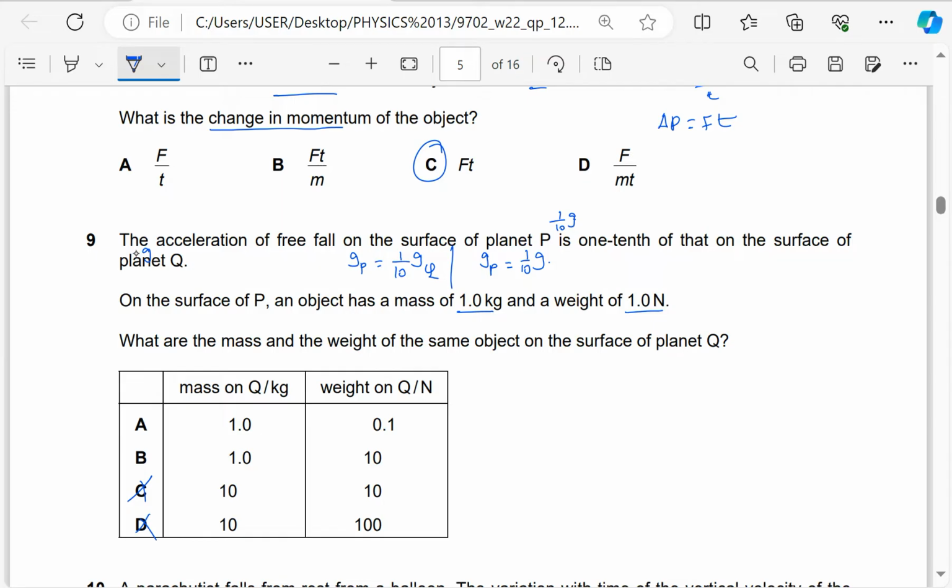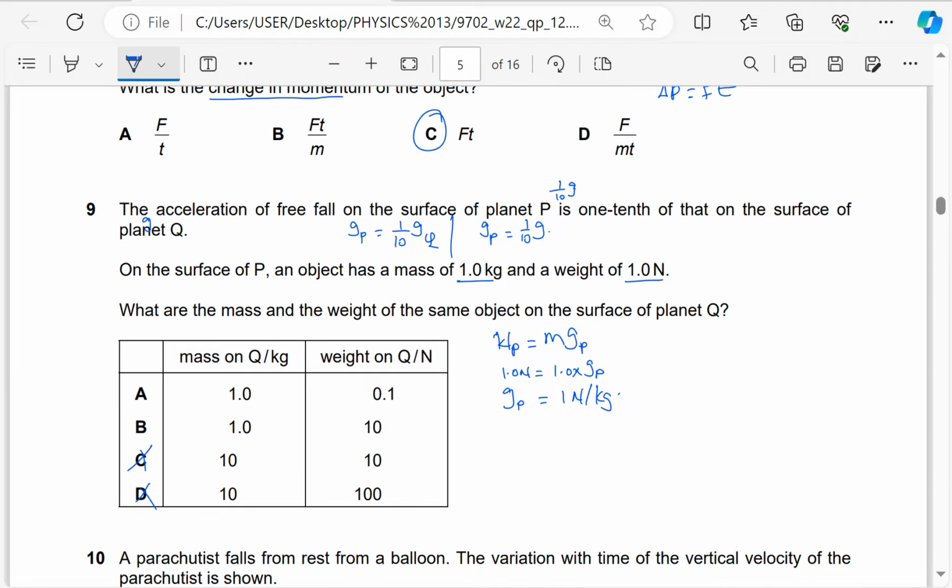So I'll first find G on planet P. So G on planet P is 1/10 G on planet Q. The weight on P is equal to the mass times G on planet P. The weight on P is 1.0 newtons, which equals the mass, 1.0 kilograms, times G on P. So it means G on planet P is equal to 1 Newton per kilogram.